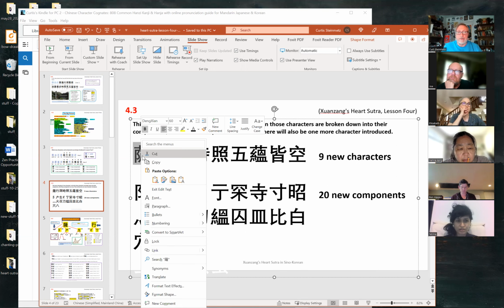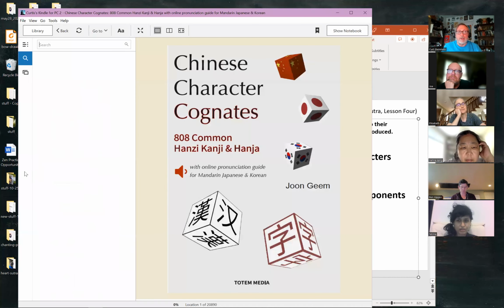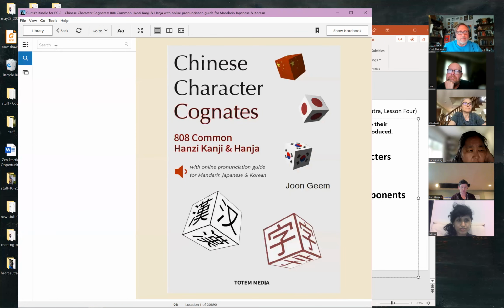But just for laughs, let's see. There are tens of thousands of characters used in written Chinese. This book only has 808, and it isn't intended to be used primarily as a resource for studying Buddhism. But let's just see what happens. Probably nothing. Oops, let me try it again. And yeah, nothing. No response.